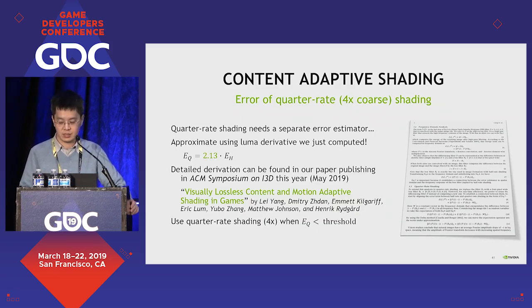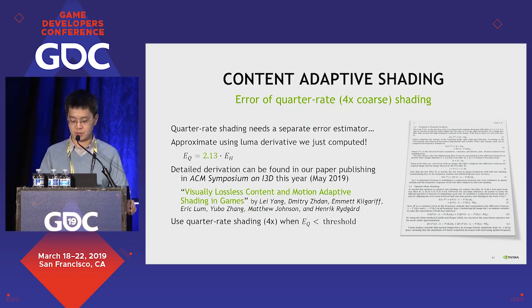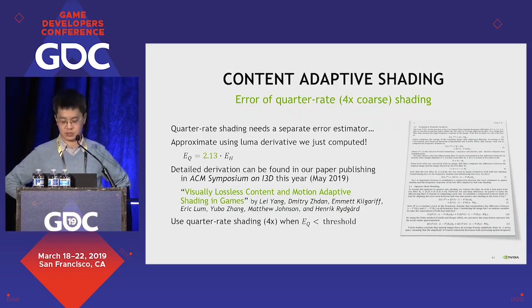For quarter-rate shading, we could repeat the same process, but it's not going to be efficient. So instead, we compute an approximate error term, EQ, which is 2.13 times the half-rate estimate term we computed before. This magic number was derived by using signal processing theories to analyze the difference in frequency space between half and quarter-rate shading. If you're interested in the details, we've published a paper this year in i3D, and there is a page of equations in there for deriving this. With this new term, you can simply test it against the same threshold that we had before to decide whether you should enable quarter-rate shading or not.